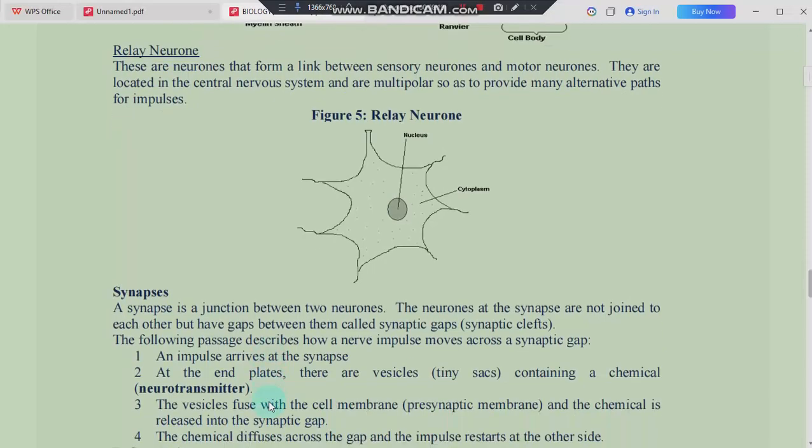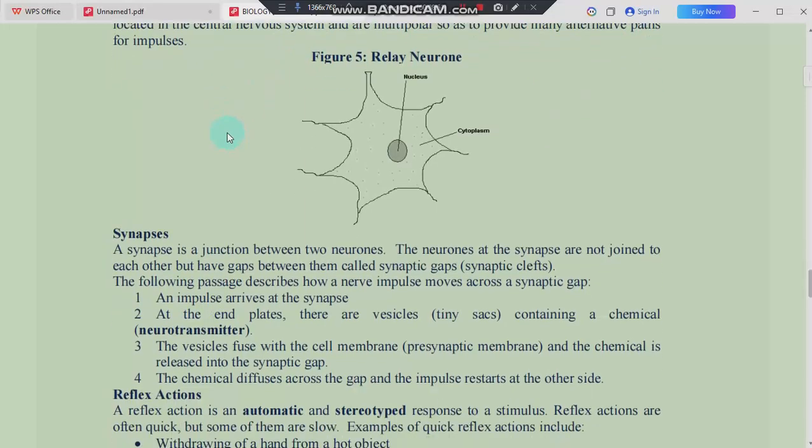All right, having said that about the motor neuron, let's now talk about the interneuron, which is also known as the relay neuron. So this relay neuron is simply a neuron that forms a link, right? We said it forms that link between the sensory neuron and the motor neuron. All right, so these are located in the central nervous system and are multipolar so that they can provide alternative paths for electrical impulses. Good.